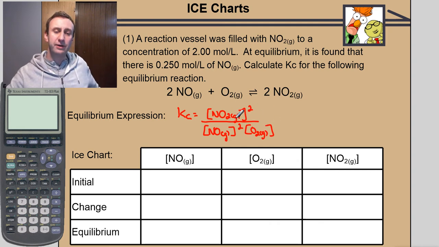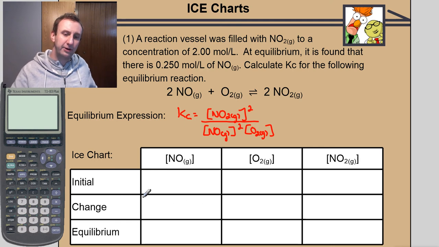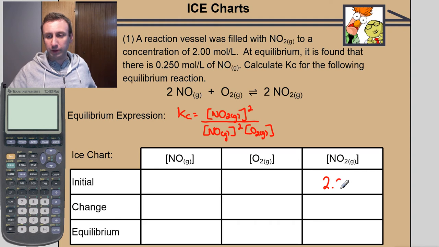So now here's the information that I have from my question. It was first filled with NO2 gas. So I have my ICE chart here: initial, change, equilibrium, and then all of the chemicals involved in my equilibrium expression. So NO, O2, and NO2. For nitrogen dioxide, I have an initial concentration of 2.00 moles per liter. I'm not going to write units because I don't use units in my Kc expression.